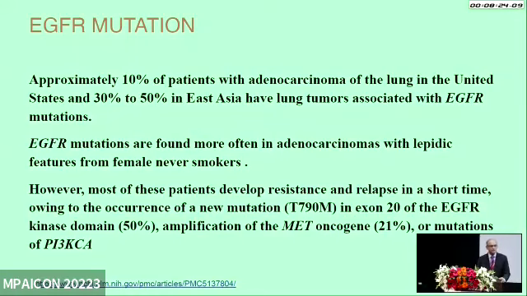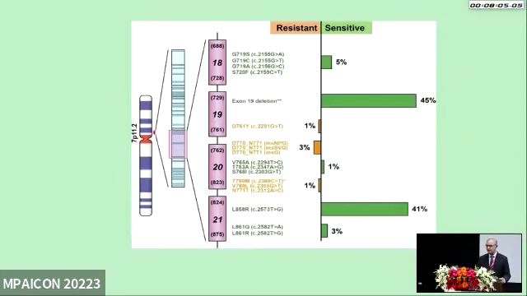Most of these patients who have EGFR mutations and are treated with TKIs land up with resistance or relapse in a very short period of time. The commonest resistance mutation that we see is T790M. Amplification of the MET oncogene and mutations of the PIK3CA are other mechanisms of resistance. This cartoon highlights the driver mutations and the resistance mutations that are associated with EGFR.